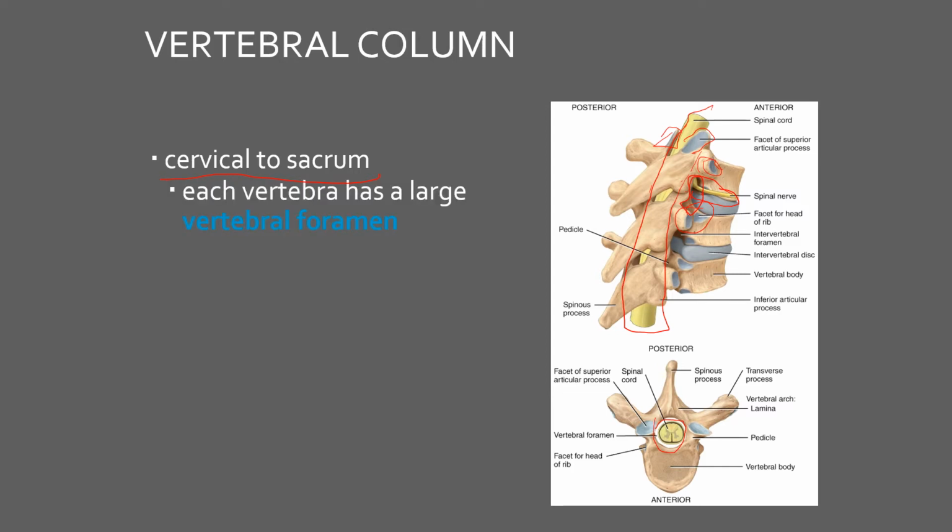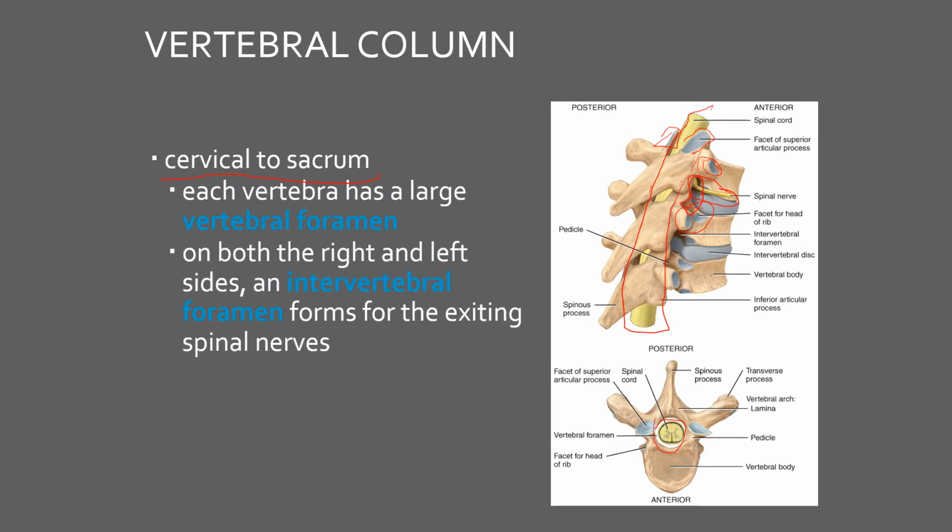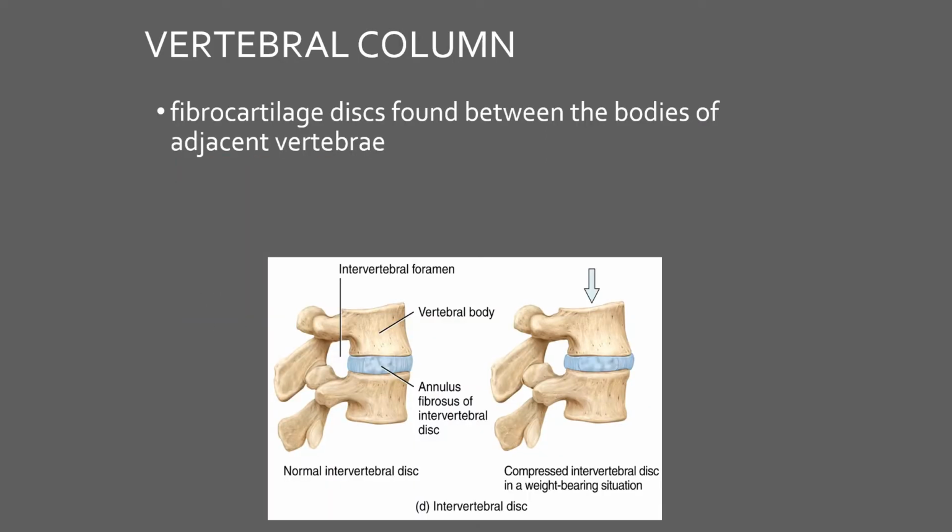Right, so each vertebra has a large vertebral foramen, and then between the vertebrae, when you put 2 vertebrae together, you create this intervertebral foramen for the exiting of the spinal nerves. So between each vertebral body, you have a vertebral disc, and this is what people describe when they talk about having a slipped disc.